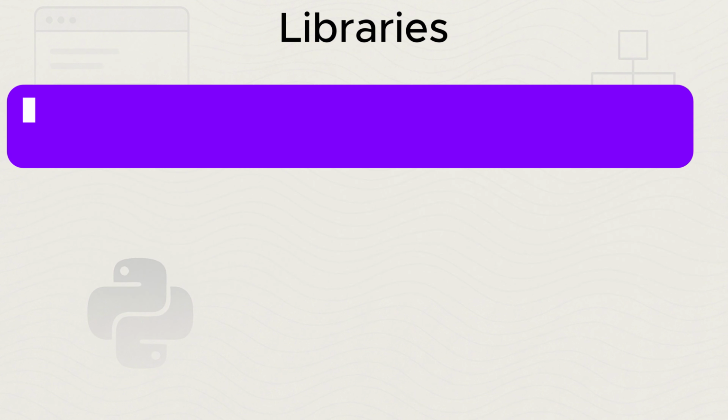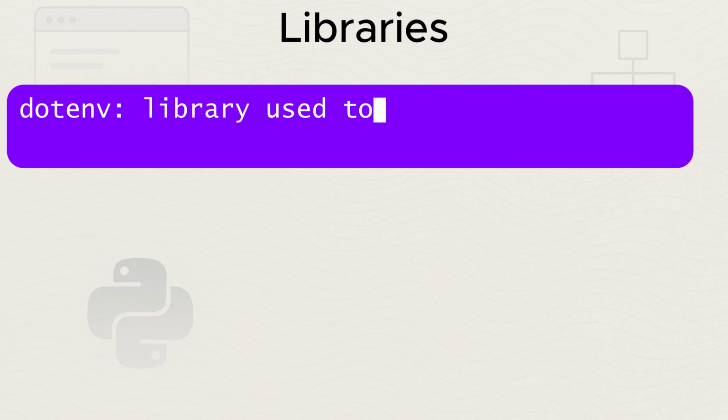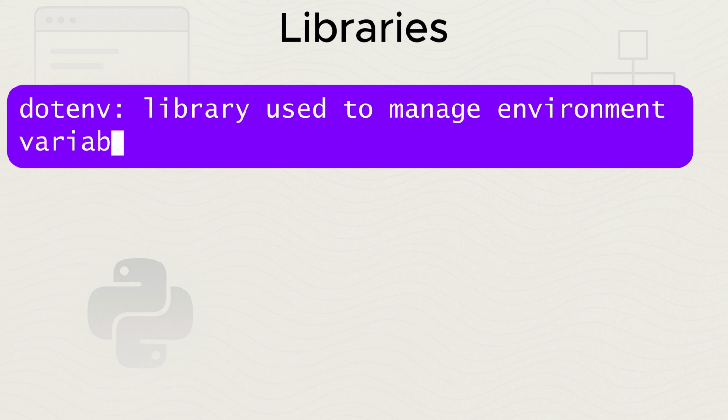Going ahead, there are a few other libraries that I would like to highlight and talk about. The first one is dotenv. It is a library that is used to manage environment variables from environment files. We will use this to save the secret keys that allow us to connect to remote APIs.